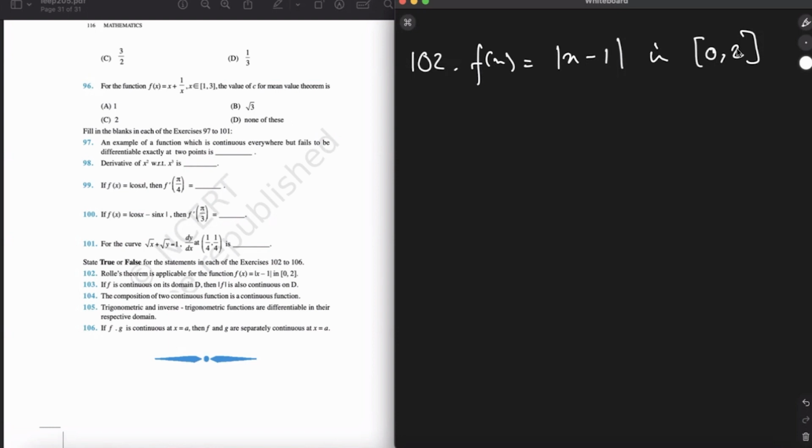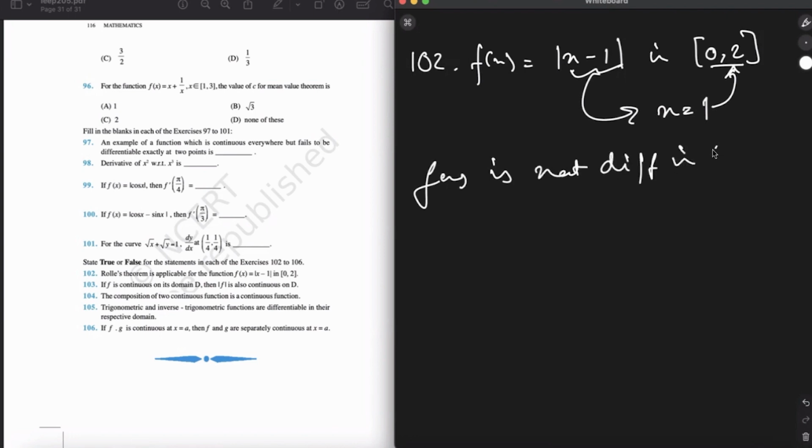No, because at x equals 1 the function will be non-differentiable; 1 comes between these numbers. This means that f x is not differentiable in the domain that has been given to us. So Rolle's theorem is not applicable. So the first answer will be false.